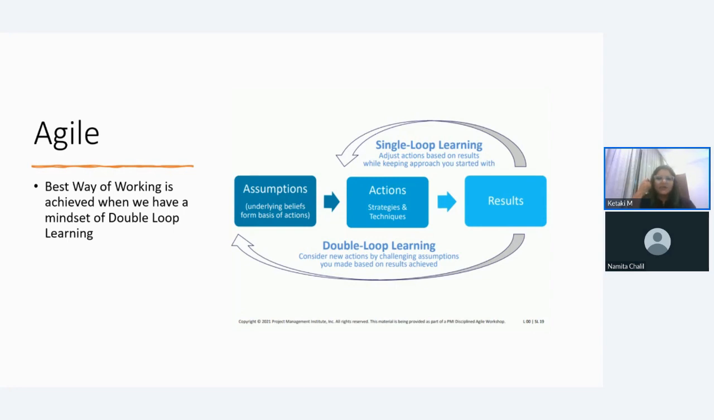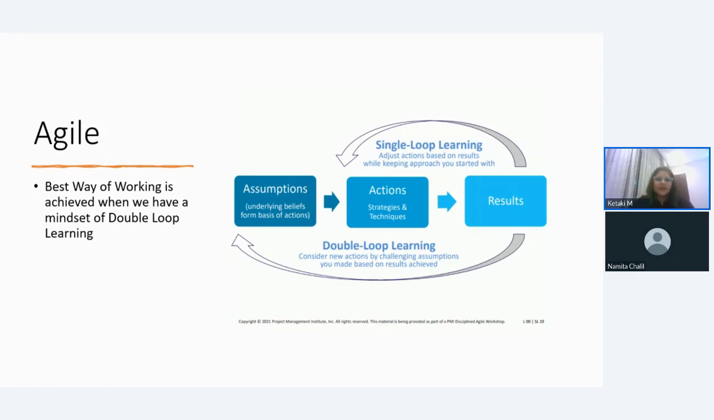This is only achievable when we have a double loop learning, double loop mindset. What do I mean when I say double loop learning? When we have set ourselves a target of following a particular framework, we have adopted certain strategies and techniques, we are going to deliver certain results, right?